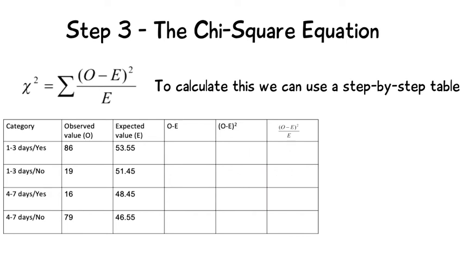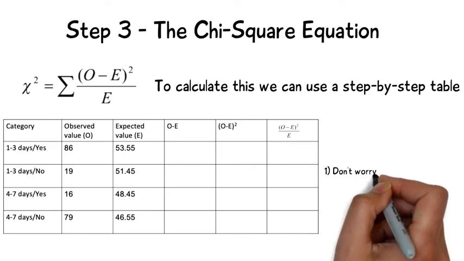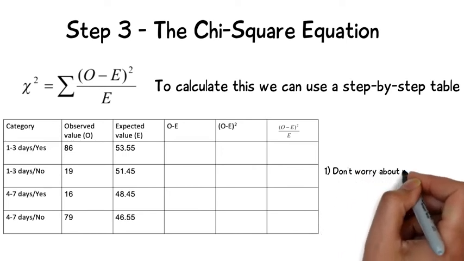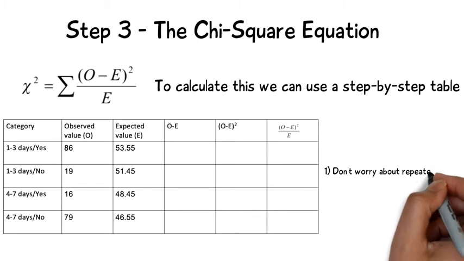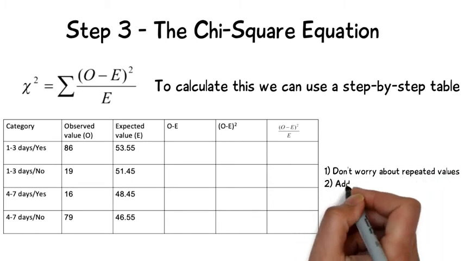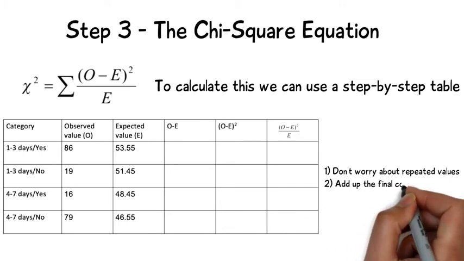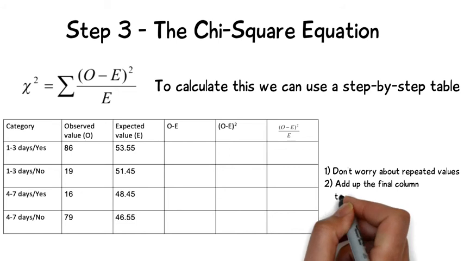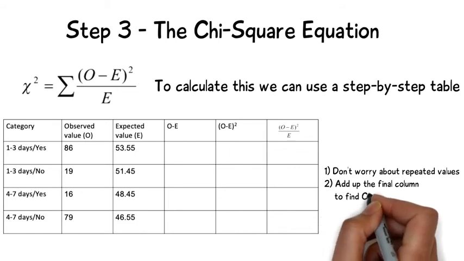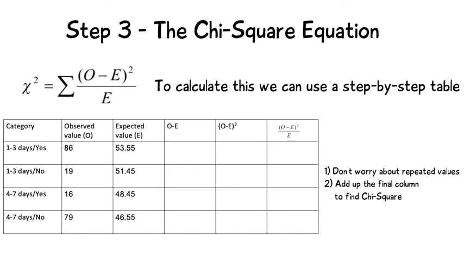O minus E, first of all, we're going to do that for each one. Then we're going to square those so that we get rid of any negatives. And then we divide each one of those (O minus E) squared by E. Don't worry about any repeated values. And to get your final value of chi-squared, just add up everything in the last column. Again, pause the video and have a go. In a moment, I'll show you my answer.